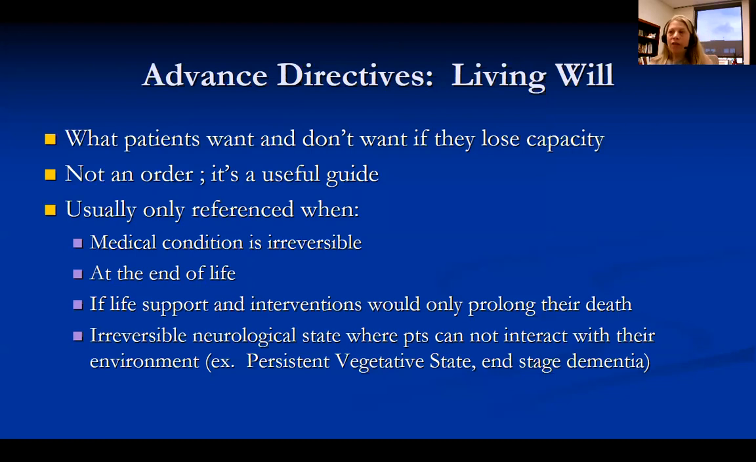Okay, the next part of an advance directive is the living will. This is what patients want and don't want if they lose capacity in certain circumstances. Again, this is not an order, it is a useful guide. Usually we only reference these when a medical condition is irreversible, if the patient is at the end of life, if life support and interventions would only prolong their death, or if they have an irreversible neurological state where the patient can't interact with their environment, for example, a persistent vegetative state. So again, it's only if the patient loses capacity and in very narrow circumstances.